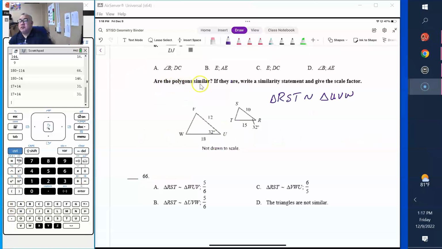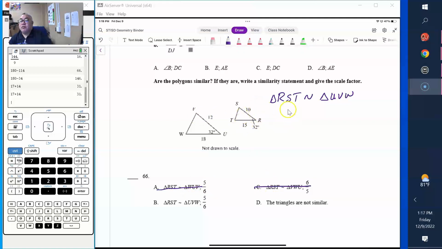Are the polygons similar? If they are, write a similarity statement and give the scale factor. Well, first of all, you have to make sure that you're writing it correctly. What do I mean? Well, these all start with RST. So R corresponds with U. R corresponds with W here. That's not correct. This is wrong. R corresponds with, in this case, V. That's wrong.